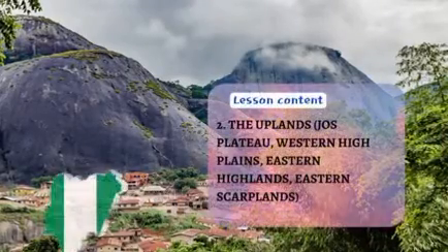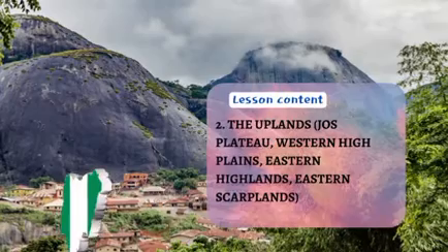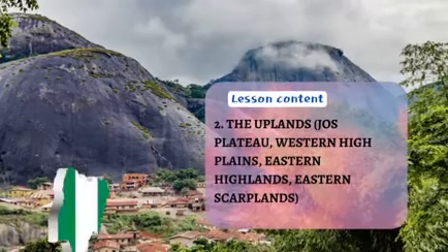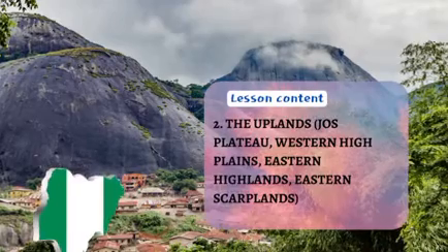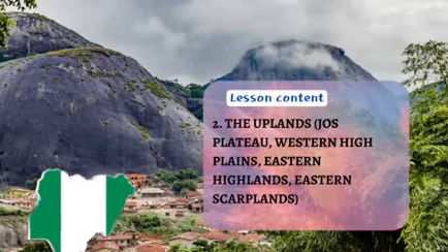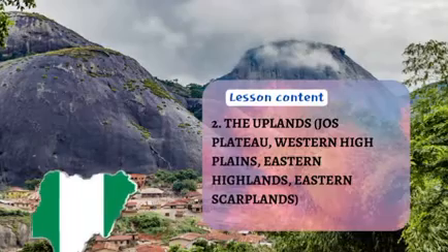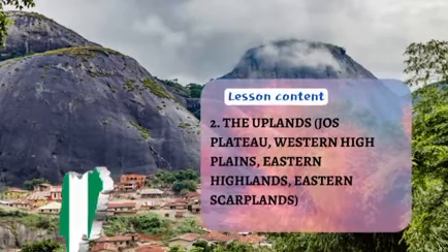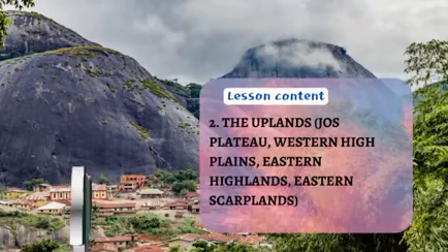Moving on to the next on our content, we have the upland, which includes the Jos Plateau, the Western High Plains, the Eastern Highland, the Eastern Scarpland, and the high plains of Hausaland. First and foremost, we are going to be looking at the high plains of Hausaland.